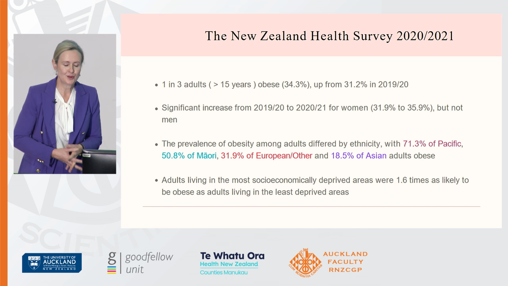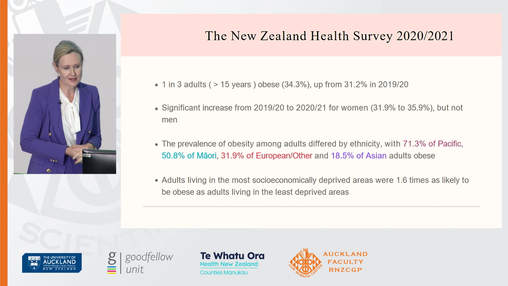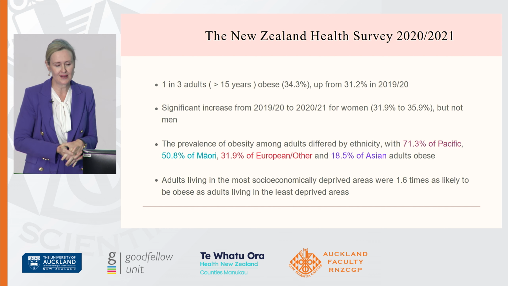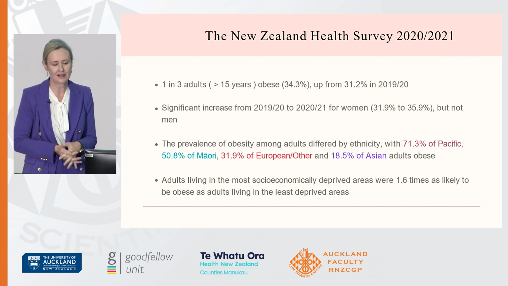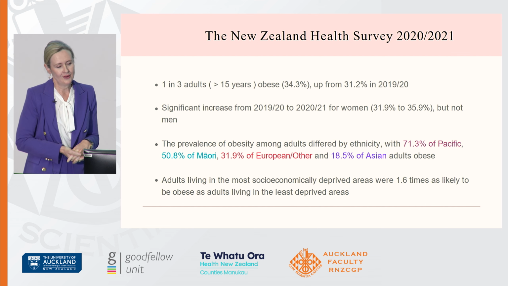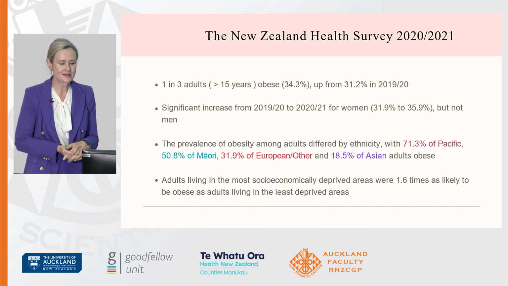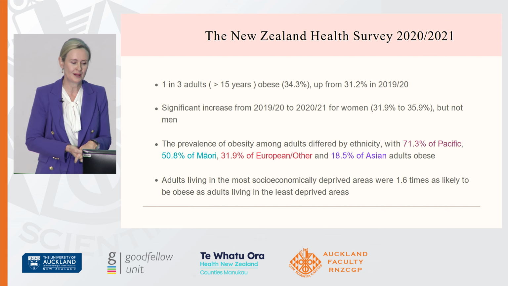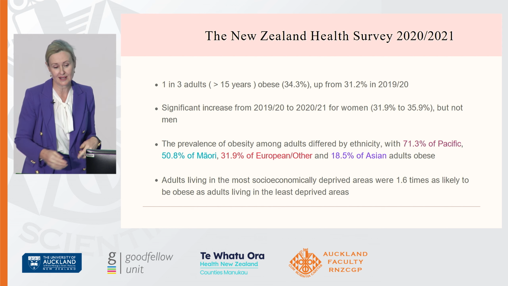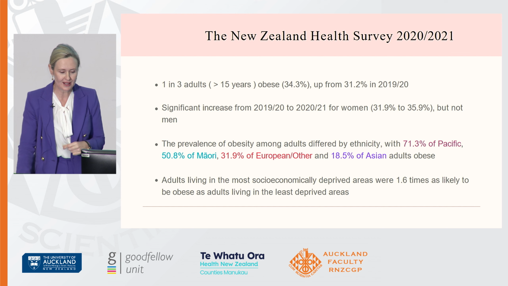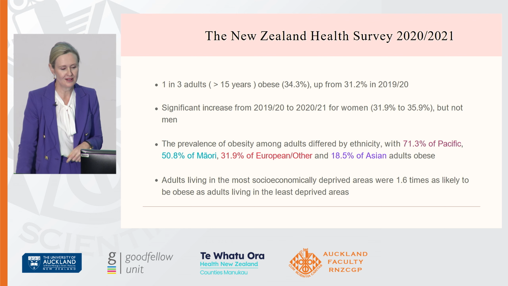In the New Zealand Health Survey 2020 to 2021, 1 in 3 adults in New Zealand is obese, 34.3% of adults over 15, and that's up from 31% in 2019 to 2020. Interestingly, the significant increase is in women and not men. The prevalence of obesity amongst adults, as you're probably aware, differs by ethnicity, with 71.3% of Pacific women and 50.8% of Maori women, as opposed to 31.9% of European and 18.5% of Asian adults obese. And of course, adults living in the most socioeconomically deprived areas were 1.6 times as likely to be obese as adults living in the least deprived areas.